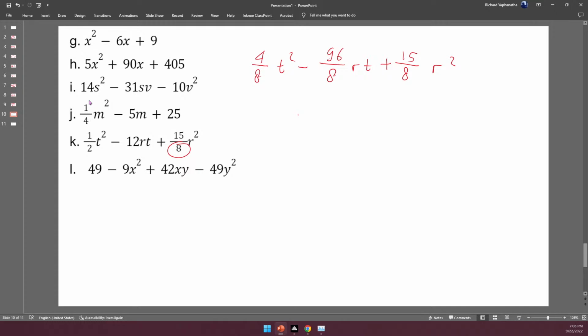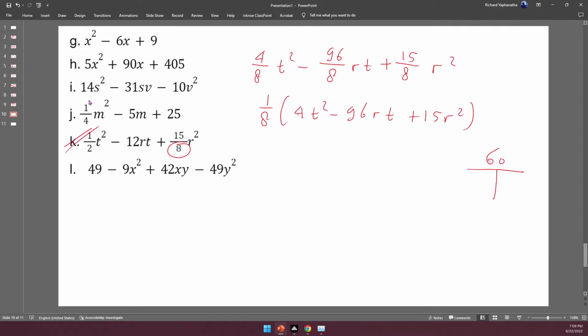Oh, yes, 31. And now we can take out the 8, it will be 40r² minus 96rt plus 15t². After this, what multiplied becomes 60 and plus becomes 96? Now I'm really wondering, is there any answer here? I believe no. Multiply become 60 plus become 96, no, there is no answer here.